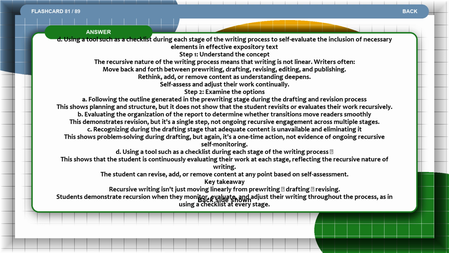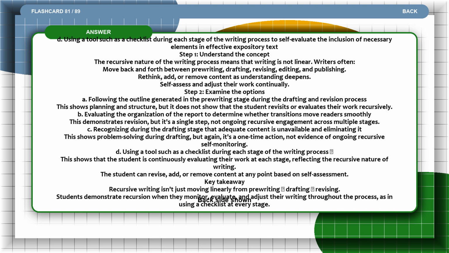Step 2. Examine the options. A. Following the outline generated in the pre-writing stage during the drafting and revision process. This shows planning and structure, but it does not show that the student revisits or evaluates their work recursively. B. Evaluating the organization of the report to determine whether transitions move readers smoothly. This demonstrates revision, but it's a single step, not ongoing recursive engagement across multiple stages. C. Recognizing during the drafting stage that adequate content is unavailable and eliminating it. This shows problem solving during drafting, but again, it's a one-time action, not evidence of ongoing recursive self-monitoring.